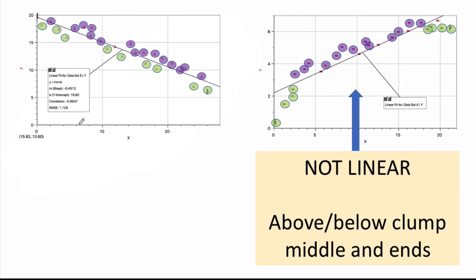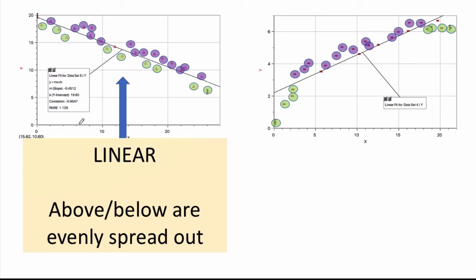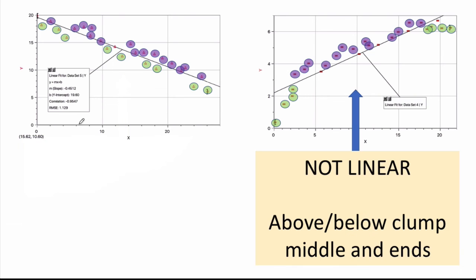Let me go back here. If the aboves and belows are evenly spread out around a best fit line, we say that's linear. And if the aboves and belows are clumped in the middle or at the ends, this is not linear. And that's how you make that decision.